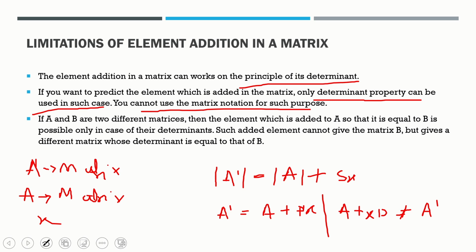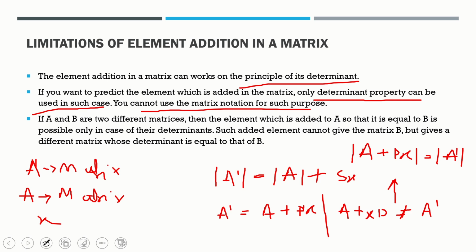but determinant of A plus Px will be equal to determinant of A dash. These things you can understand. You can take any example. Suppose I am taking only a 2 by 2 matrix.